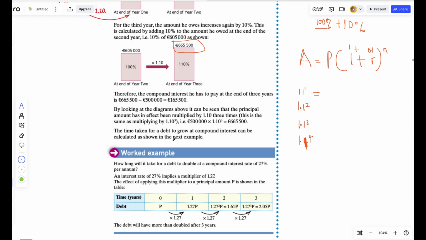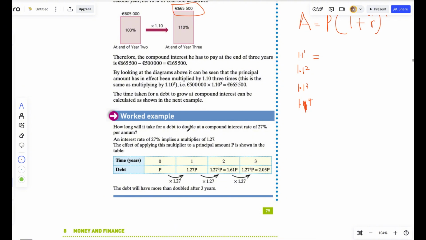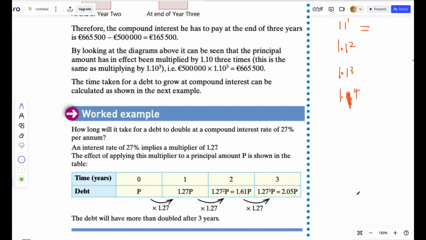So let's take a look at this question. You say, how long will it take a debt to double at a compound rate of 27%? A debt is the money you are owing, right? Okay, we don't know the debt. We can call the debt P. You can call it anything. Let's say you borrow a certain amount called principal. Call the debt P. How long will it take it to double?